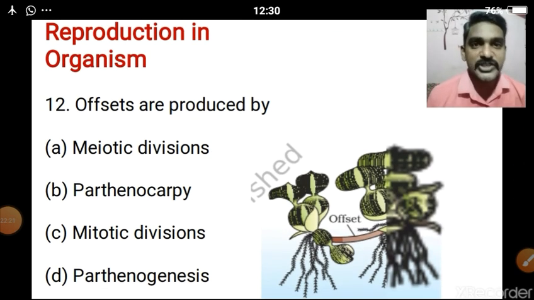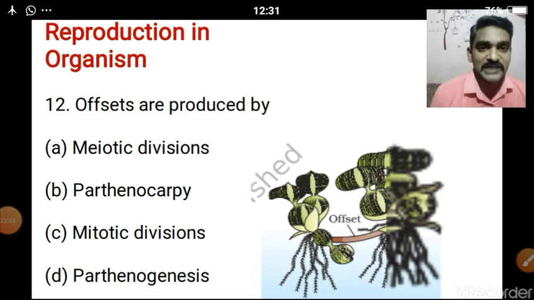Next question, reproduction in organisms. Offsets are produced by, they have given meiotic division, parthenocarpy, mitotic divisions and parthenogenesis. Parthenocarpy is the development of fruit without fertilization. Parthenogenesis means development of the organism. In animals, take the honeybee: the male honeybees are produced without fertilization. That is called parthenogenesis, the formation of an organism without fertilization.